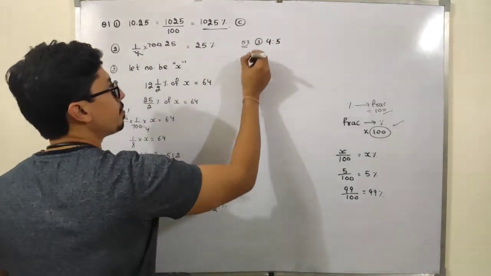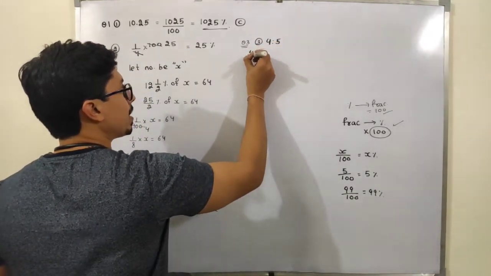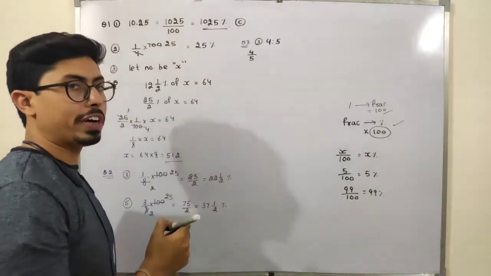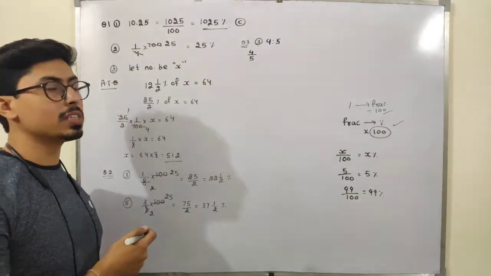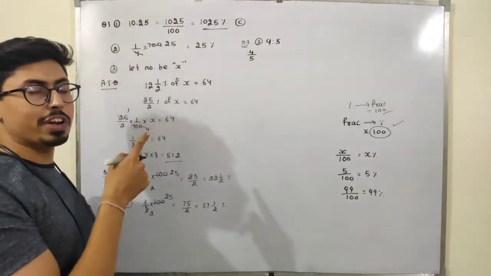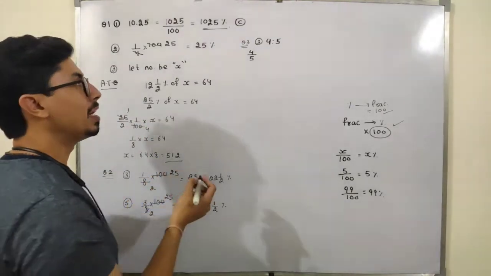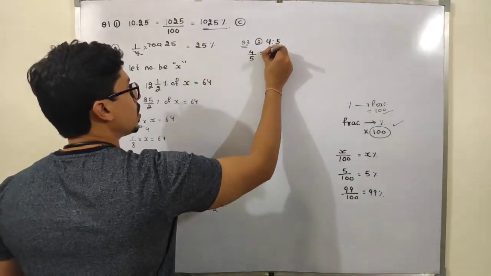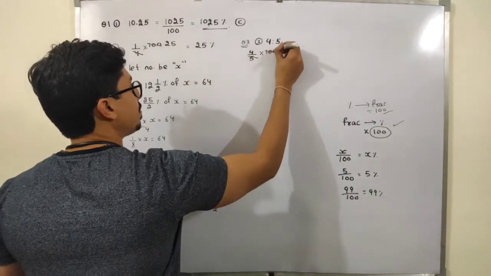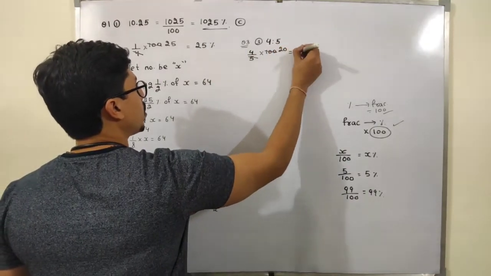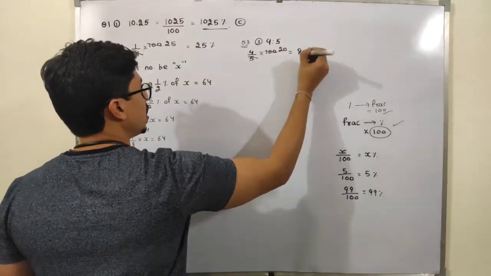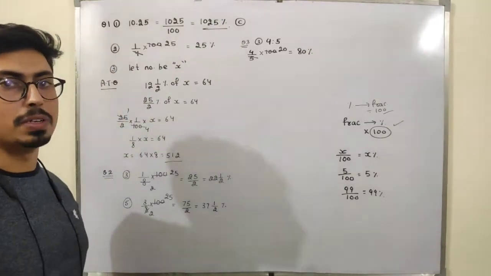So 4 ratio 5 means 4 by 5. This I have already discussed. Now to convert this fraction value into the percentage value, multiply this by 100. So 5 twos are 10, and this will be 4 into 2, which will be 8, so the answer is 80%.